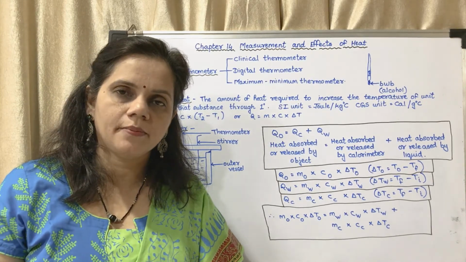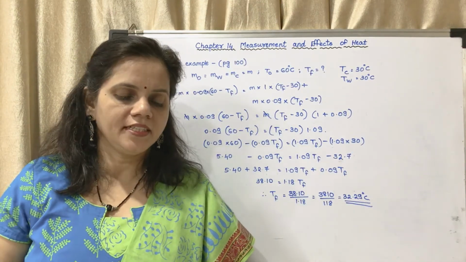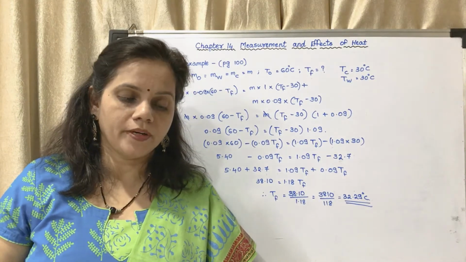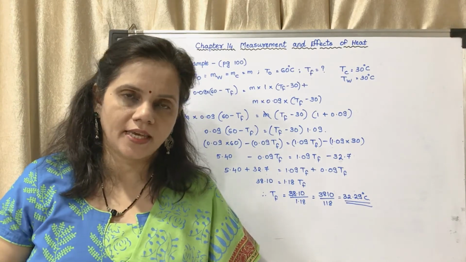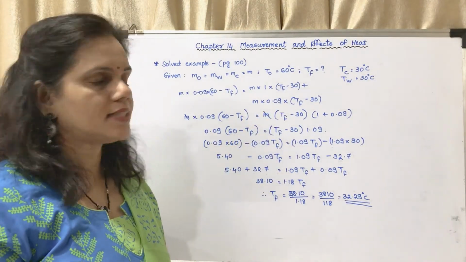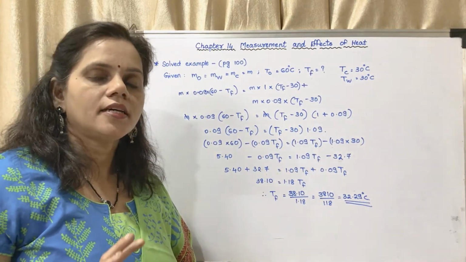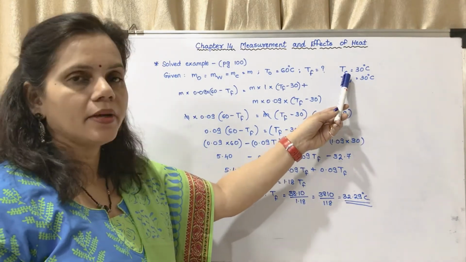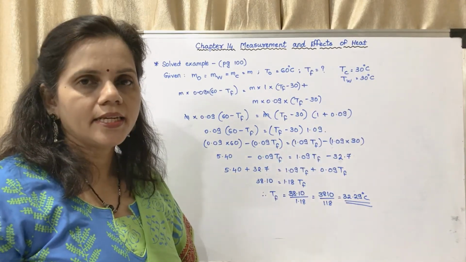Now there is a solved example, we will discuss it next. A solved example, page 100. Suppose the masses of the calorimeter, the water in it, and the hot object made of copper which is put in the calorimeter are the same. The initial temperature of the hot object is given as 60 degrees Celsius. The initial temperature of water is 30 degrees Celsius. The initial temperature of water and the vessel, that is the copper calorimeter, will be the same, so the initial temperature of the copper calorimeter is also 30 degrees Celsius.